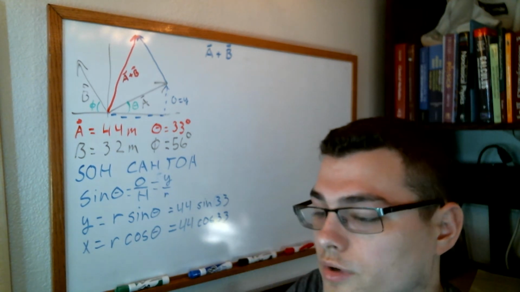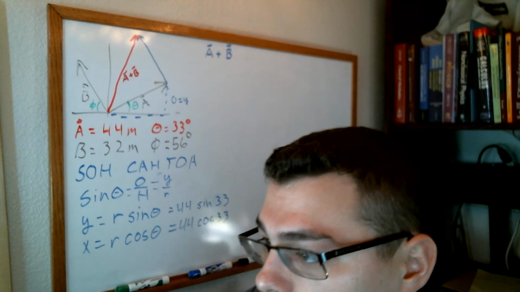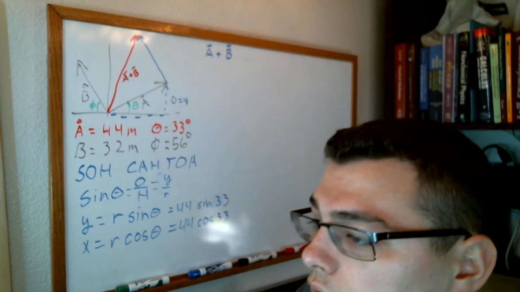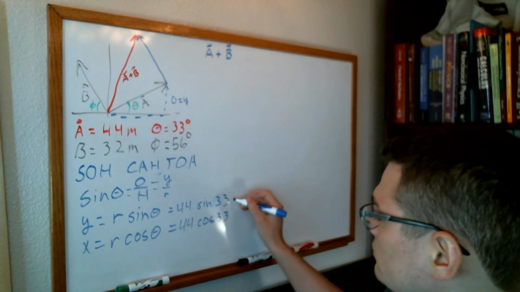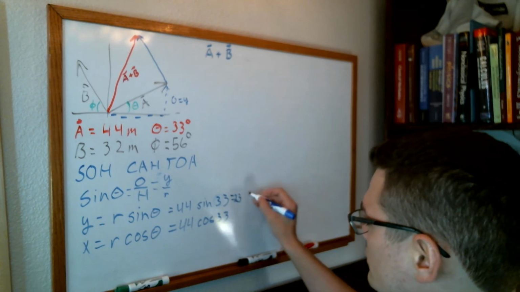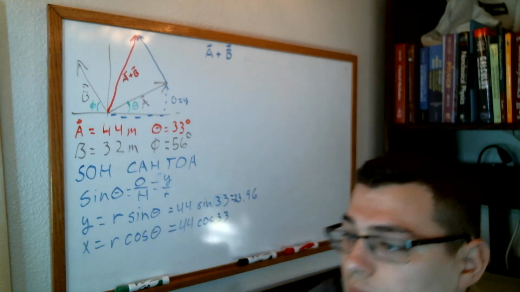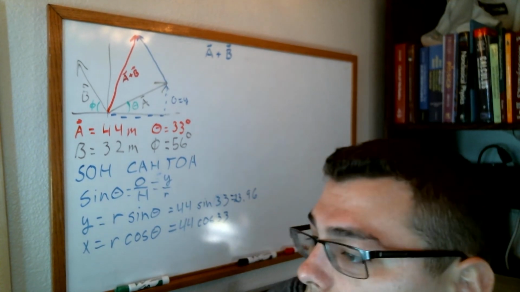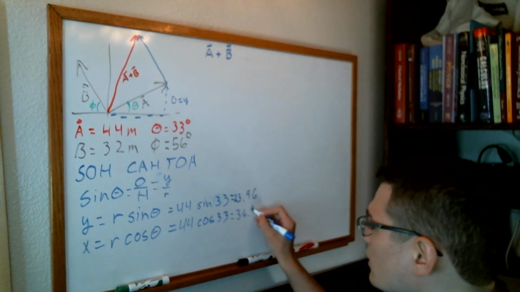Okay. So go to Wolfram, get our 44 times sine of 33, and that gives us equal to 23.96. Okay, so now all we have to do is, in our calculators, we just change the sine to a cosine, and that will give us 36.90.